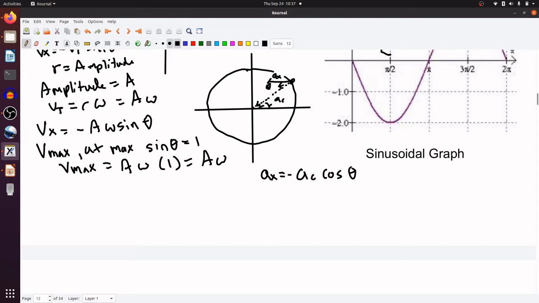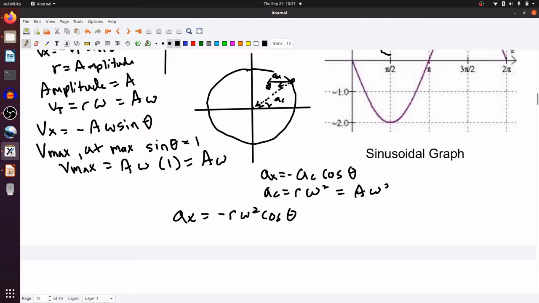All right, well, if you recall from the previous chapter, AC was R omega squared, and our R is our amplitude in this case, so A omega squared. And so I get AX is equal to negative R omega squared cosine of theta.